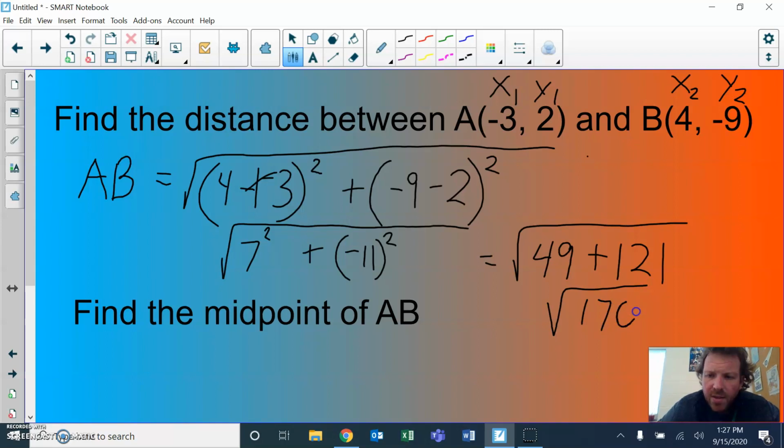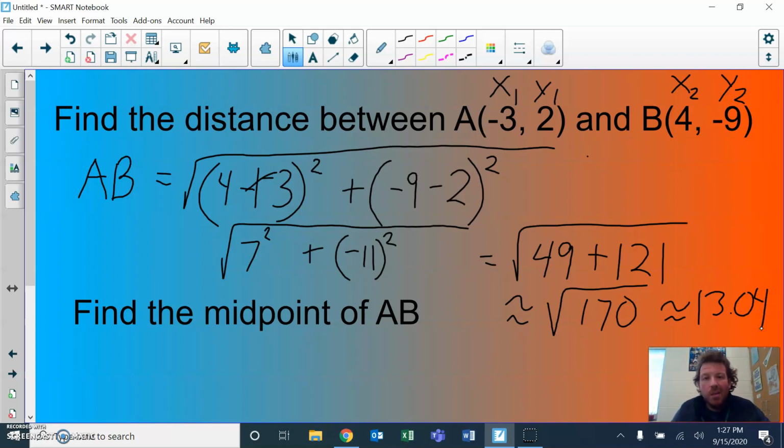So we can leave it as the square root of 170, because that would be exact, or we can go ahead and break it down, and basically the calculator can do that for you, so you can put in the square root of 170, which is 13.04 if you round to the nearest hundredth, which is okay. So that's how you do the distance formula.